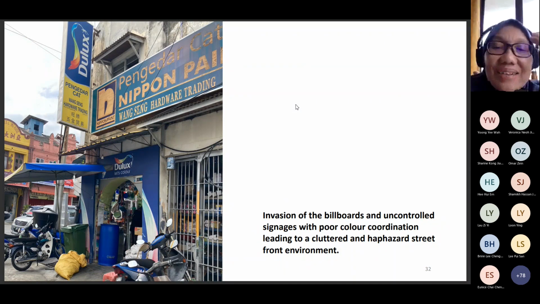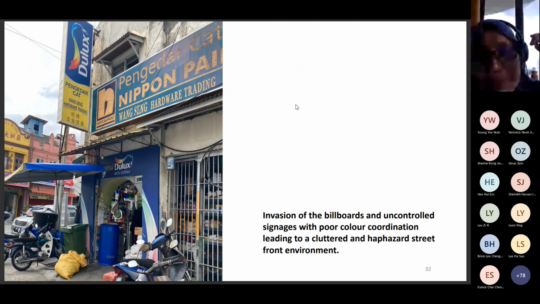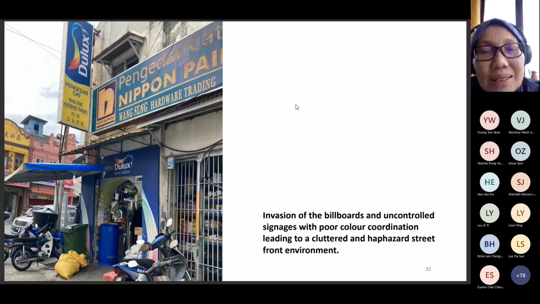Next, please. Okay. Invasion of signage. Something is wrong with the way we control. I don't think we have any control. We just allow the shopkeepers to put whatever they want to advertise their buildings and clutter the environment with poor color coordination, and we have a haphazard street environment in the townscape. Next.